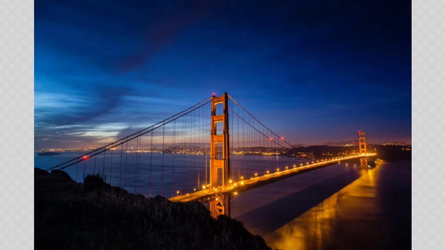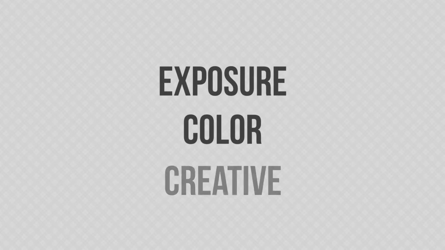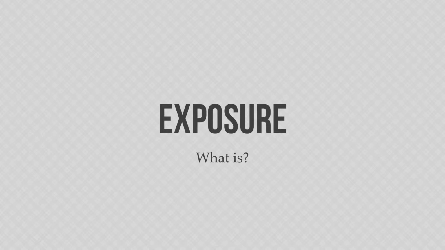So in this series of videos, we've broken down problems with a photograph into three categories. First is exposure, then comes color, then comes the creative process. In this video, we're gonna just talk about exposure. So what is exposure and why would I start here versus the other two options? Well, let's tackle what is exposure first.